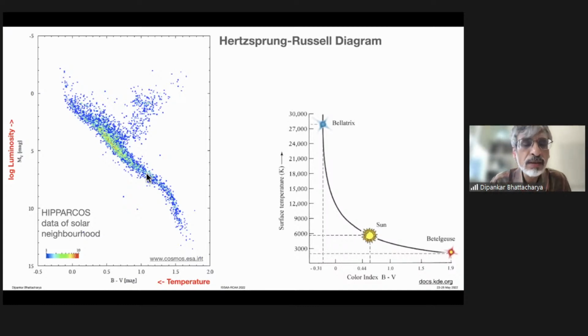So what is the special aspect of this line? Why do most stars congregate on this line? It is not that all stars are on this line. We do see stars scattered here and there, in fact stars scattered all over this place. But there are far fewer in number. So this band of stars is called the main sequence stars. Our sun is also in the main sequence, somewhere over here.